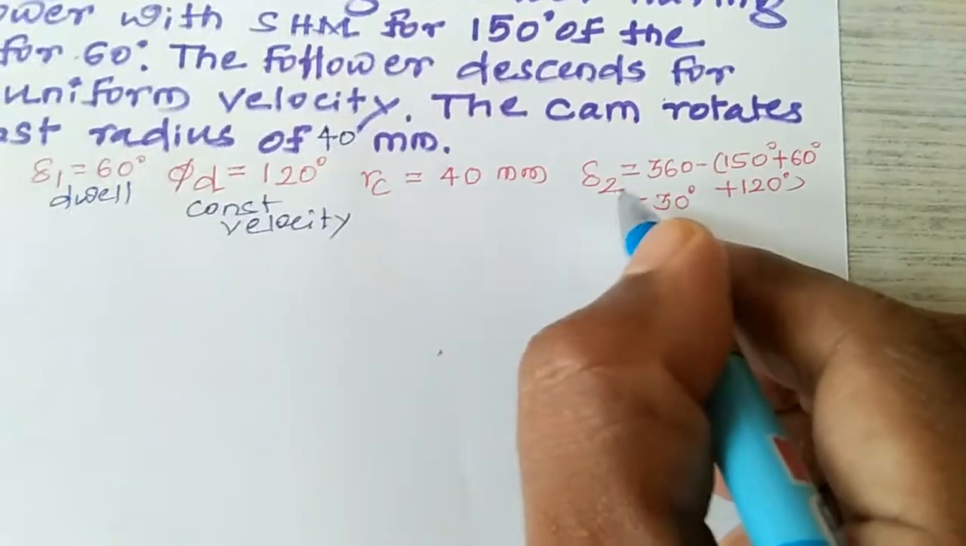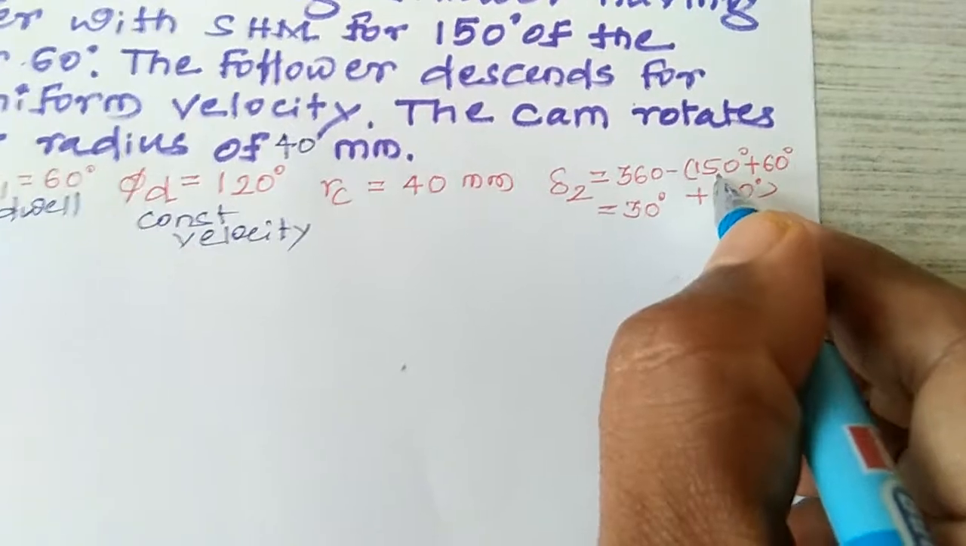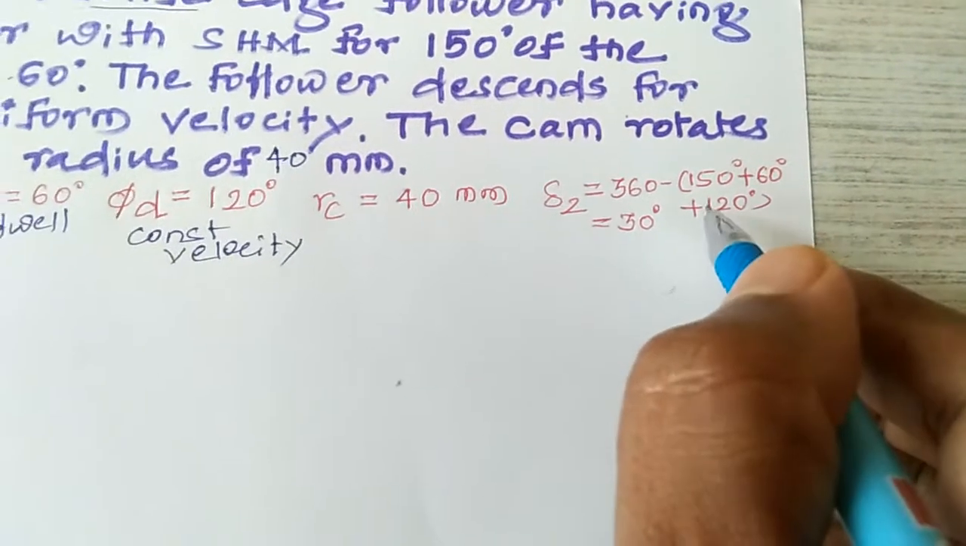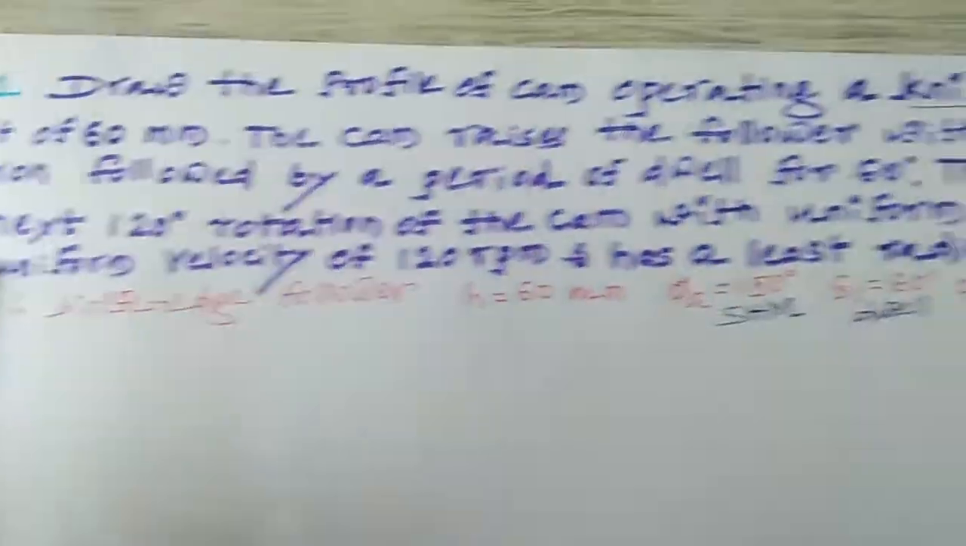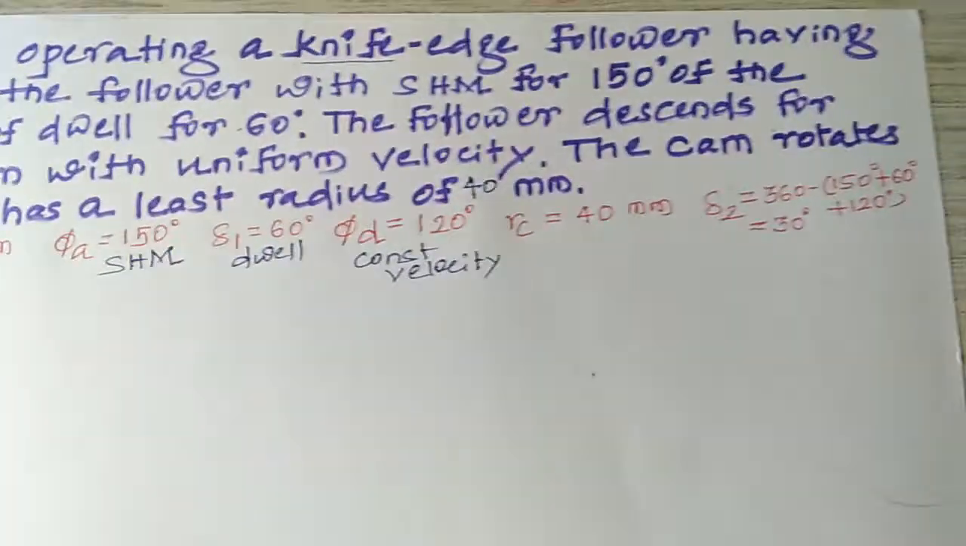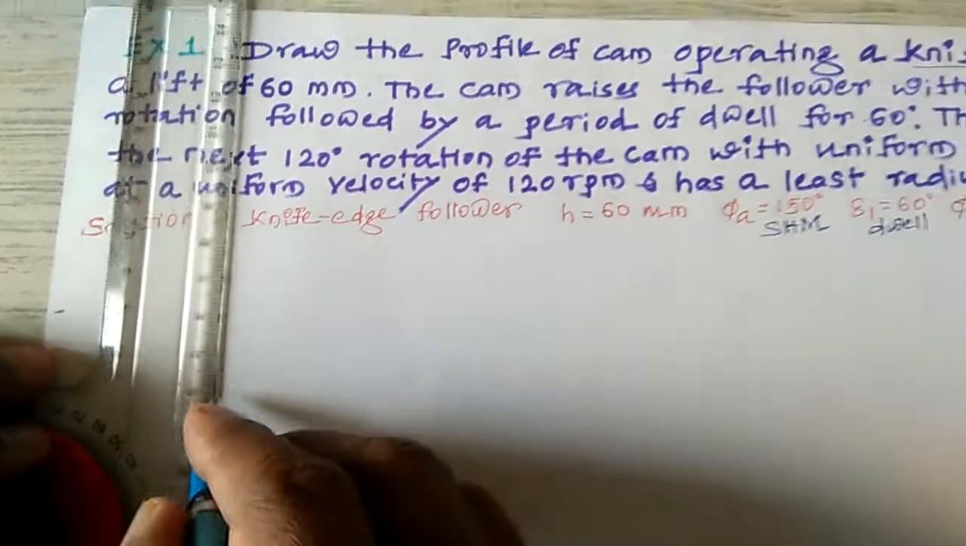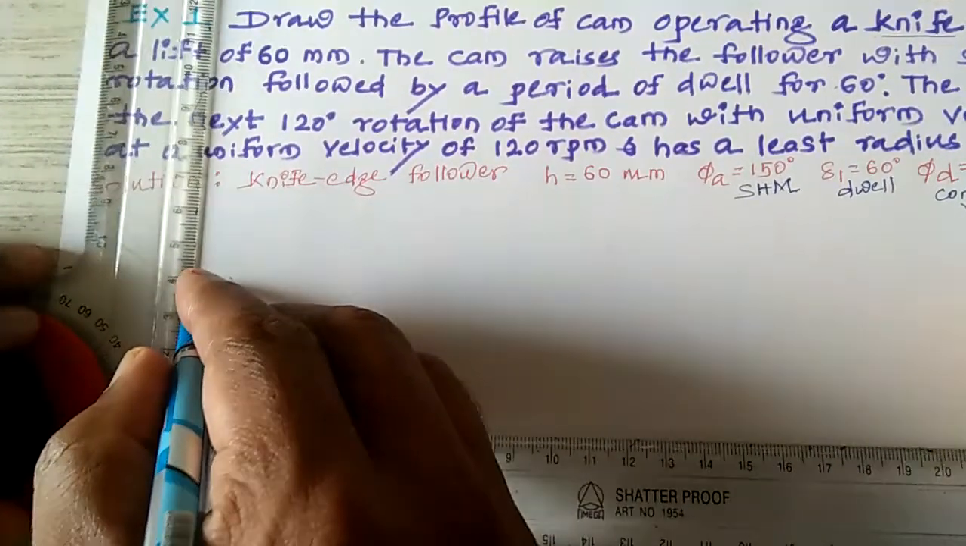Then the remaining dwell period comes as 360 minus the sum of 150 plus 60 plus 120, which comes as 30 degrees. First I'll draw the SHM displacement diagram. Okay, you draw it. I'll take a lift of 6 centimeter.